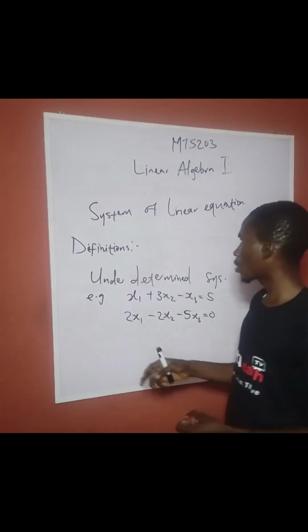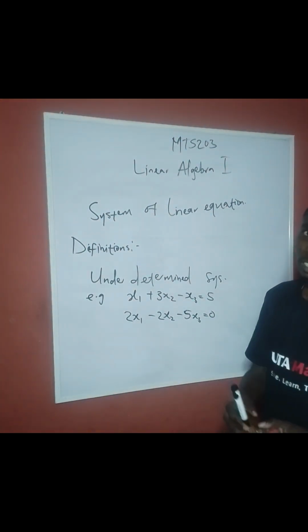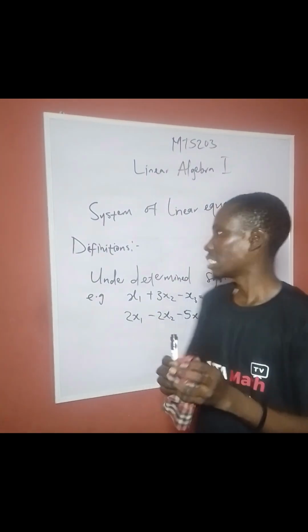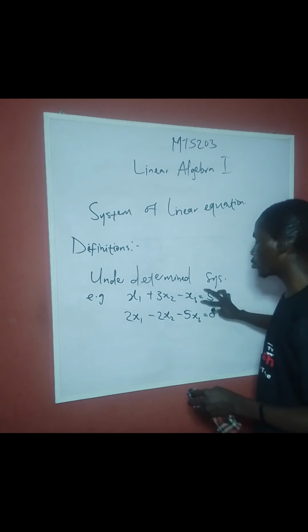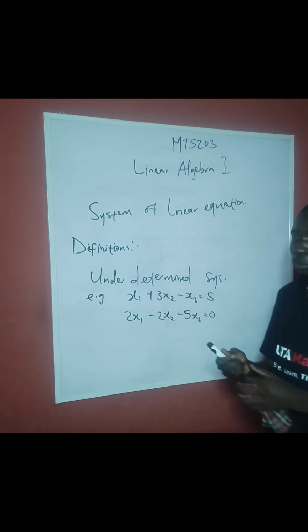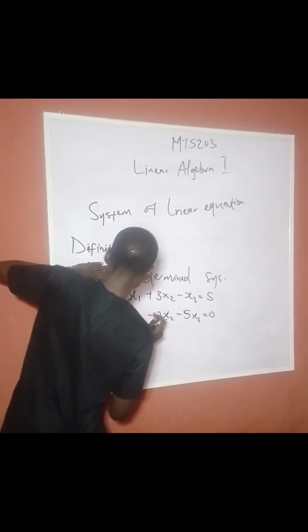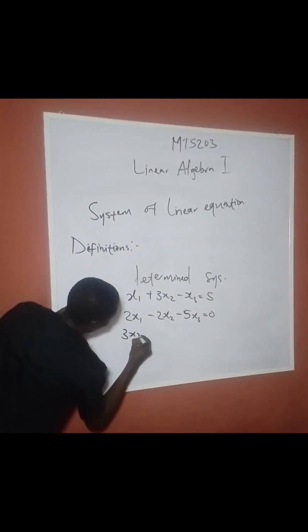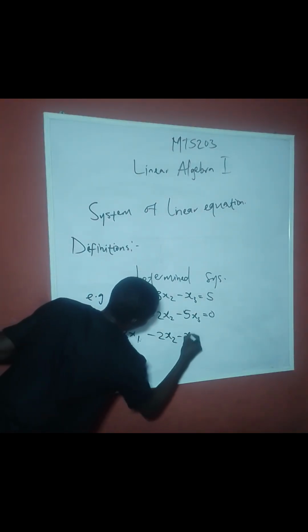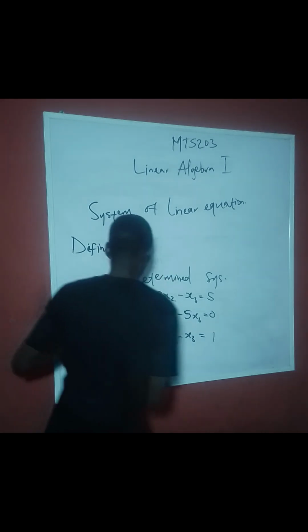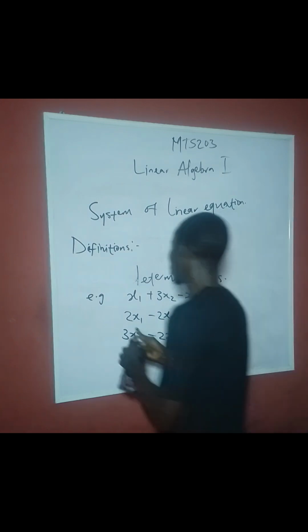The second type is the well-determined system of linear equations. In that case, we have the same number of unknowns as equations. An example is just like our normal simultaneous equations. Let's say I have 3x1 minus 2x2 minus x3 equals 1. In this case, you can see that we have a well-determined system.